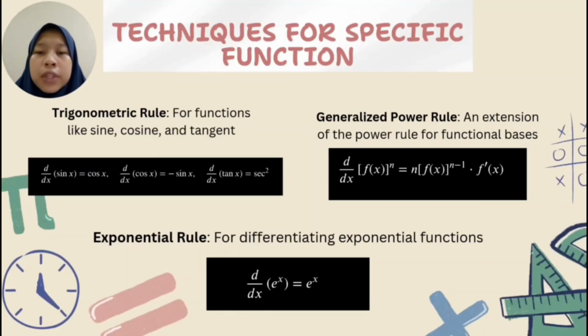Next, we look at specific types of functions. The trigonometric rules help us differentiate functions like sine, cosine, and tangent. We also have the generalized power rule, which extends the basic power rule when our base itself is a complete function. Lastly, we use a specific rule for exponential functions, which frequently appear in our syllabus.